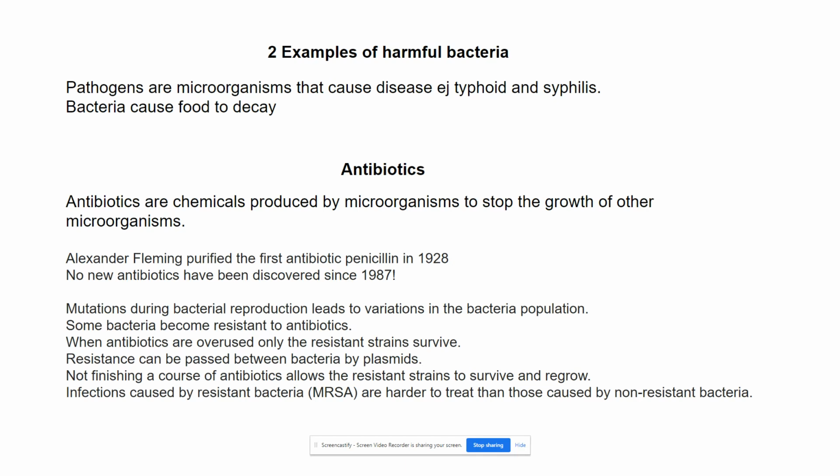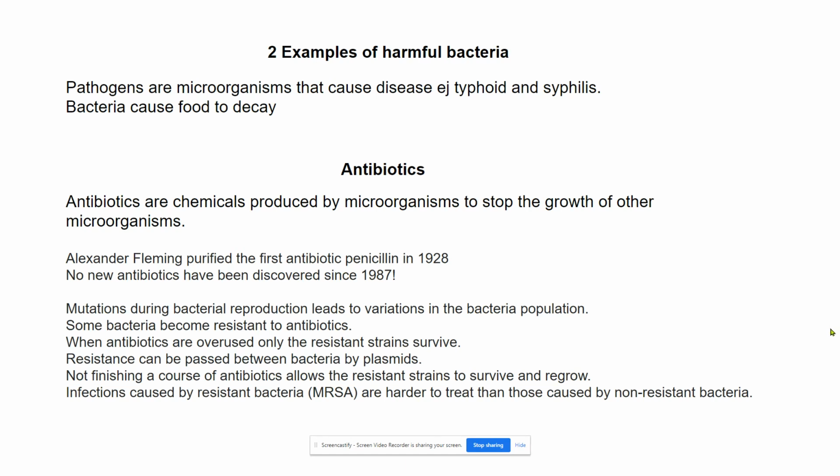Now, if we're looking at harmful bacteria, the syllabus specifically wants us to know examples of harmful bacteria. Okay, so we refer back to the idea of pathogens. Pathogens are microorganisms that cause disease. Typhoid and syphilis are two examples there. Typhoid is a bacteria infection. It can lead to fevers and vomiting.